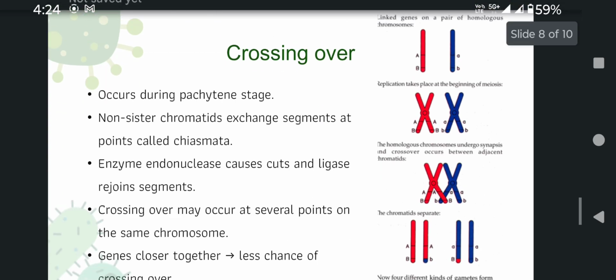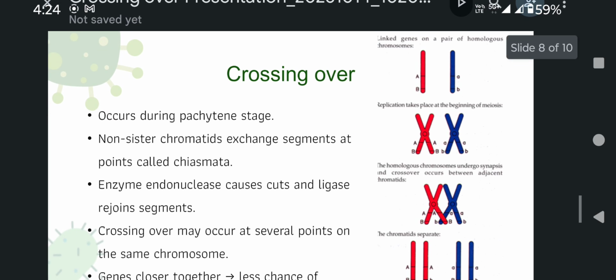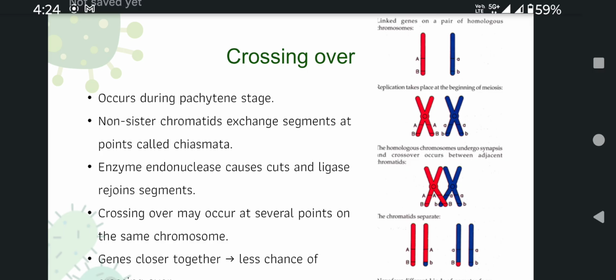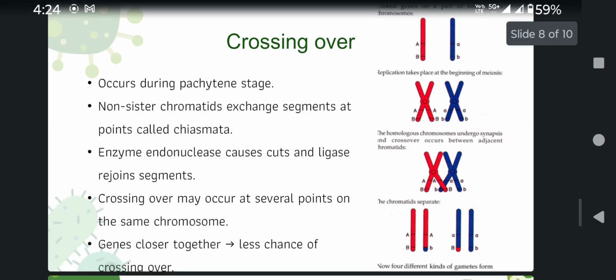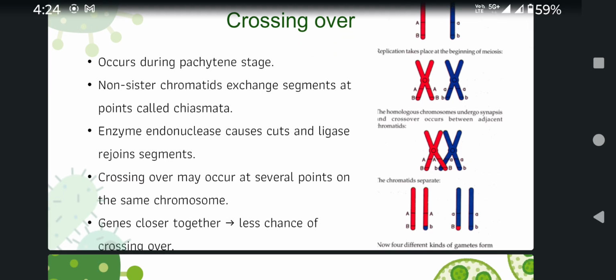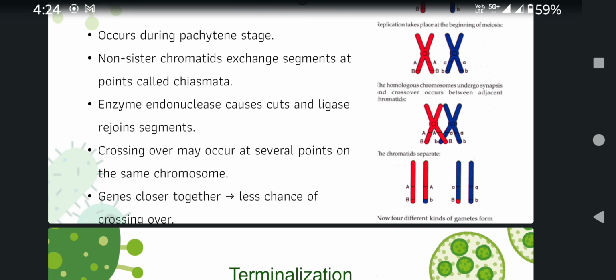Then crossing over occurs. Here it is beautifully explained with the help of colored chromosomes. You can see this one red color and blue color. Then after replication, how the chromosomes are formed. Homologous chromosomes undergo synapsis, red colored and blue colored. And after forming the synapsis, we have different kinds of gametes when they separate.